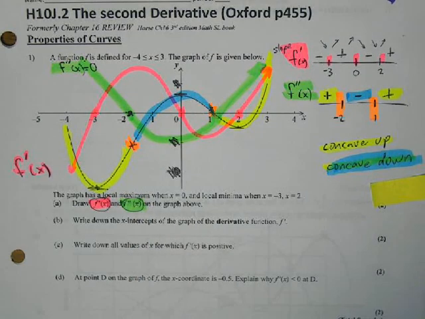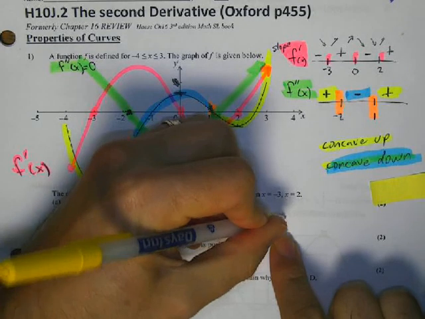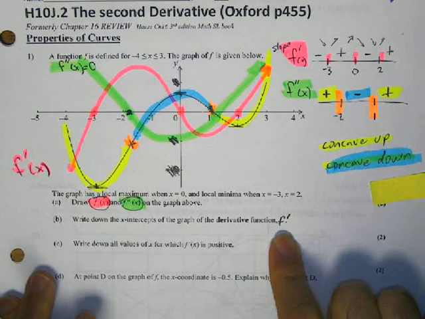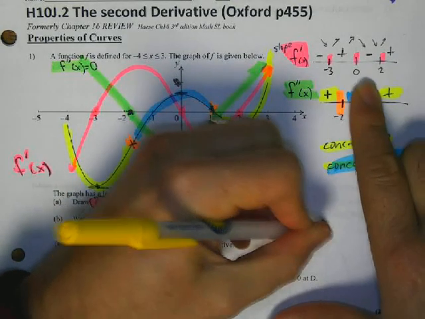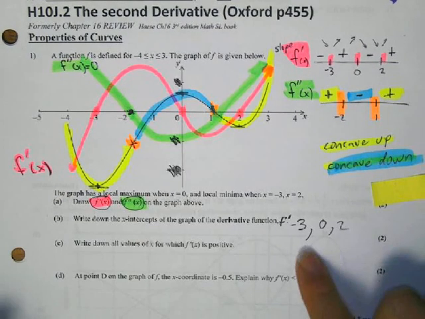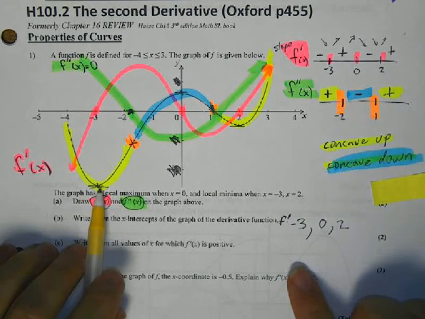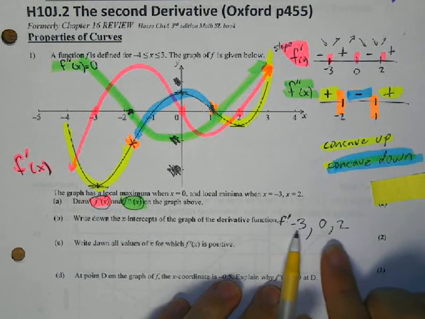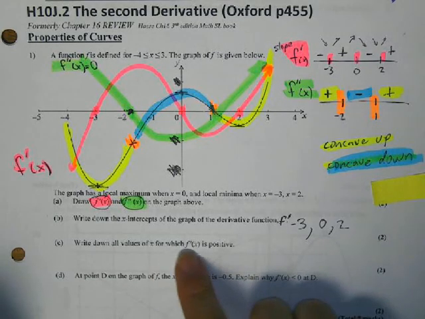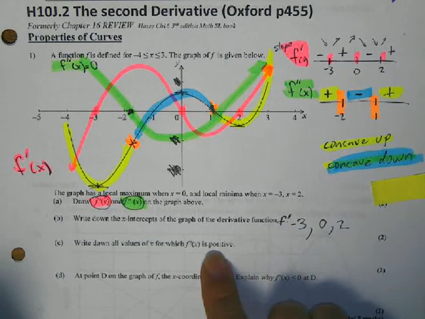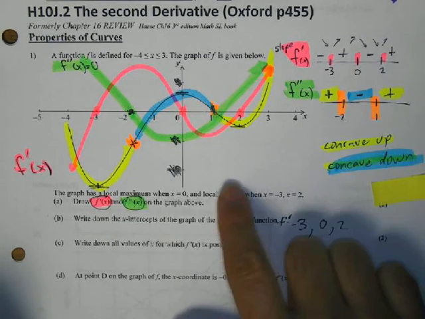Okay, write down the x-intercepts of the derivative for the first function. So the x-intercepts are -3, 0, and 2, and that's where we have minimums and maximums. Okay, write down all the values when the first derivative is positive. So the first derivative is positive between -3 and 0.